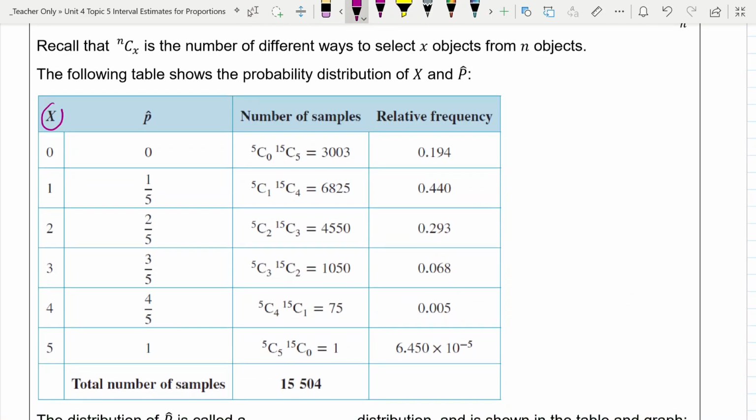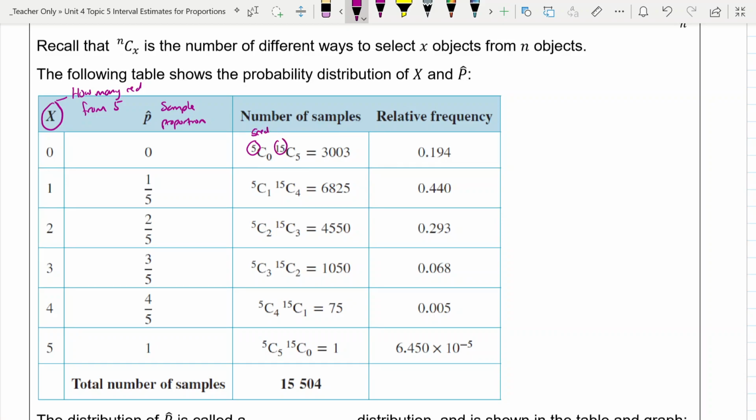Over here is how many red balls you've selected from 5. You can either have 0, 1, 2, 3, 4, or 5. We've gone through our sample proportion. So we can either have 1 red ball, 2 red balls, 3, 4, or 5. But we're selecting them out of 20 balls. Now we know here that we've got 5 red and 15 blue.